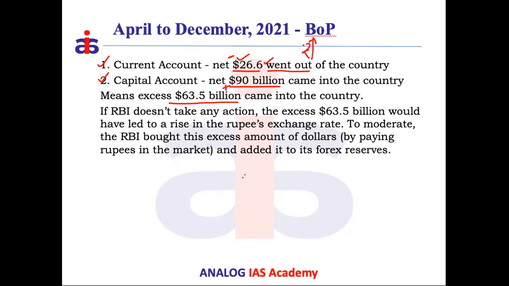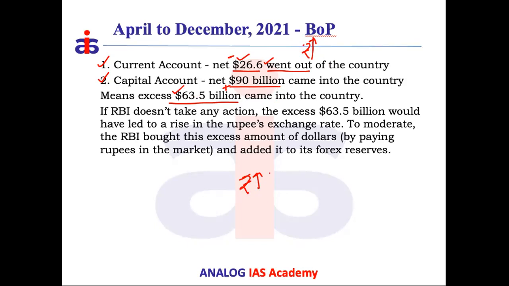Rupee appreciation means what will happen to the exporters? Exporters will feel disincentivized, then exports will decrease. That is not warranted for the Indian economy. So that is why RBI acts. Even though we have an excess of these many rupees that came to India, these many excess rupees are there at the forex companies level.